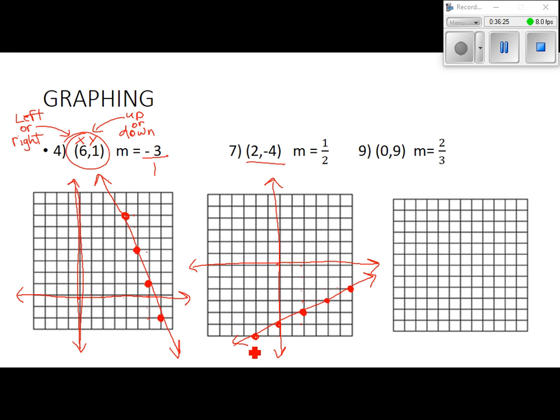Could we find the y-intercept? Where did this line cross the y-axis? -5. So if we know that our b is -5, could we write an equation for this line now? Y equals 1/2 x minus 5. That would be the equation for that line.